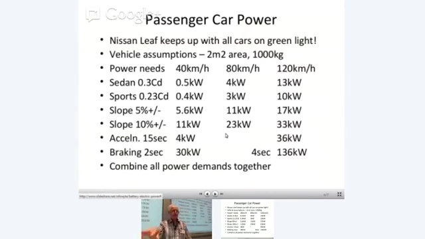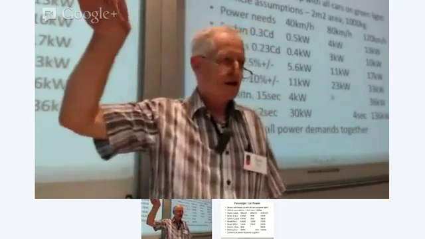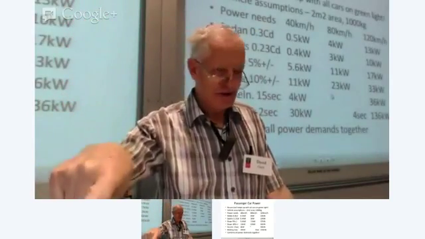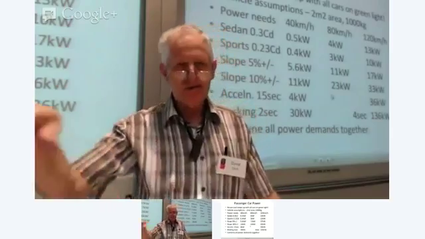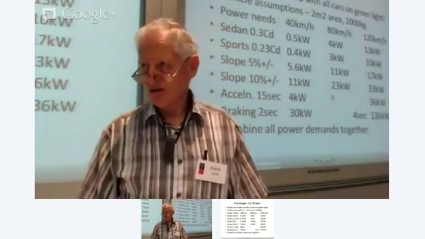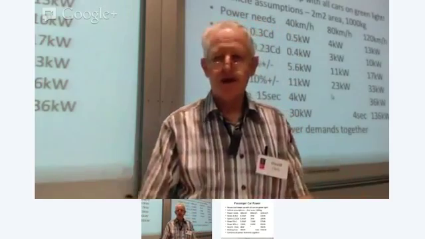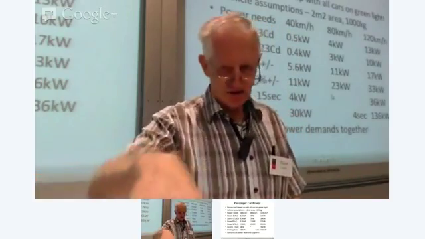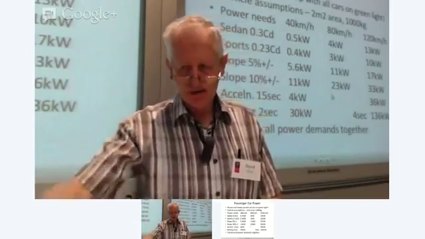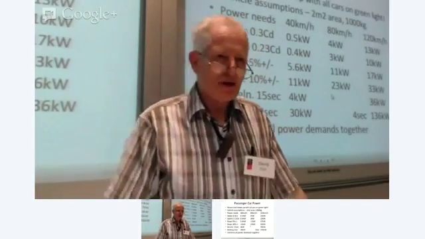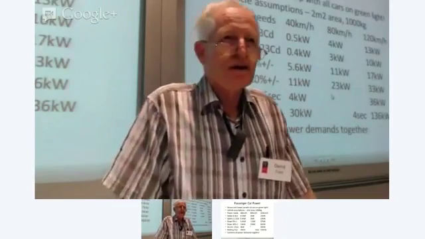Now, with all these numbers I've given you, you need to combine all the power demands together. So, for example, if you're going up a slope, you need to add that amount of kilowatts in there. If you're going down a slope, then of course you can potentially, and this is where electric cars are quite thoughtful, recover that energy going downhill, which otherwise goes into our brakes. Again, I'm just talking about driving there.